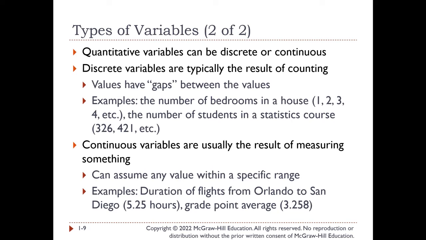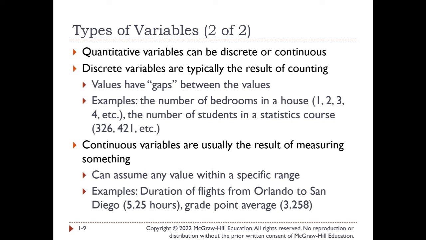Well, we look at continuous. Continuous variables are usually the results of measuring something. They can assume any value within a specific range. So again, discrete is going to have the gaps. They're not going to have, like with bedrooms, 1.5, 2.3, 2.2. You don't hear those. You usually hear 1, 2, 3, or 4. Very rarely you hear half. That's usually with bathrooms, but not typically with bedrooms.